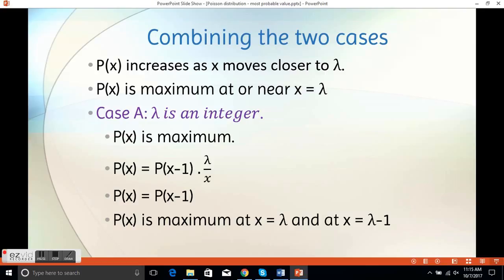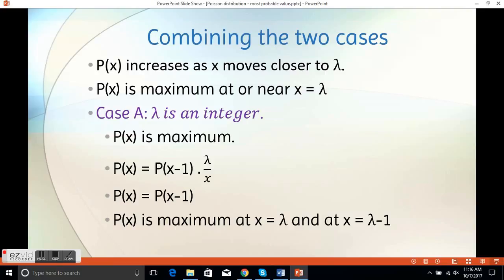But now again see the recursive definition. P of x equals P of x minus 1 into lambda divided by x. Now when x is equal to lambda, then lambda divided by x is equal to 1. So in that case, P of x equals P of x minus 1. What it really means is that when lambda is an integer, then P of x is maximum at x equal to lambda and also at x equal to lambda minus 1. Both probabilities will be equal.